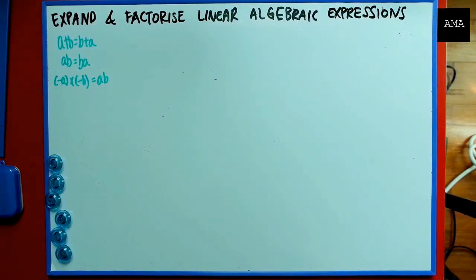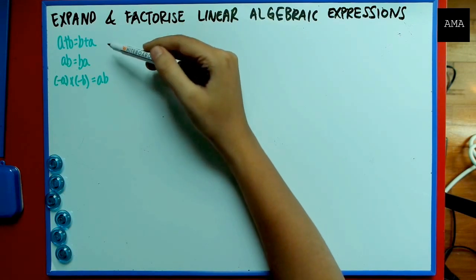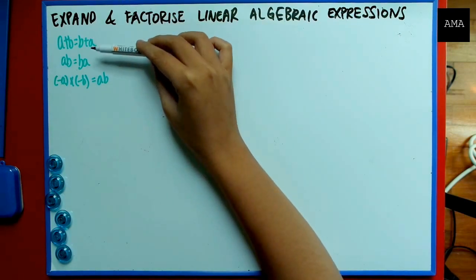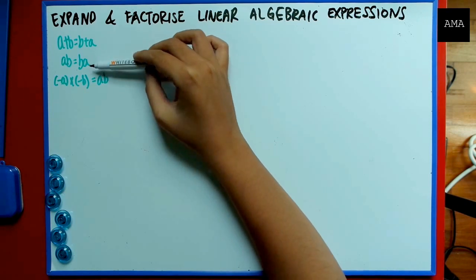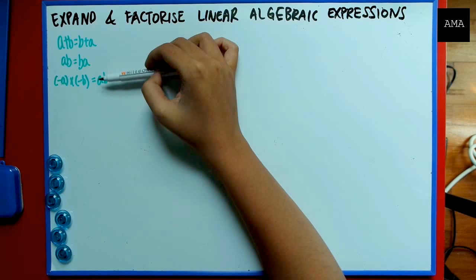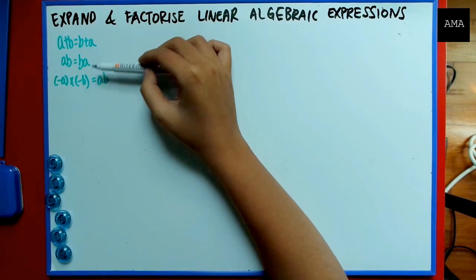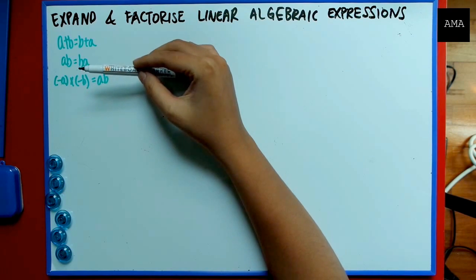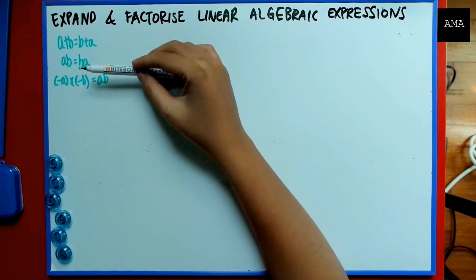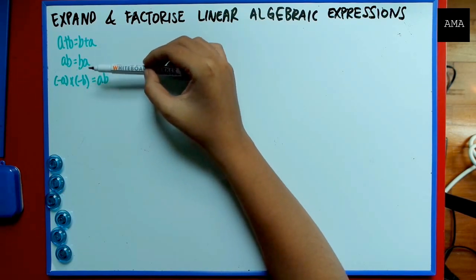Okay, today I'm going to talk about expanding and factorizing linear algebraic expressions. So there's some things that I want you to take note of. The first one is a plus b is the same as b plus a. A times b is the same as b times a. Okay. The next one is what we call double negatives. When you multiply or divide two negative numbers, okay, you get a positive number.